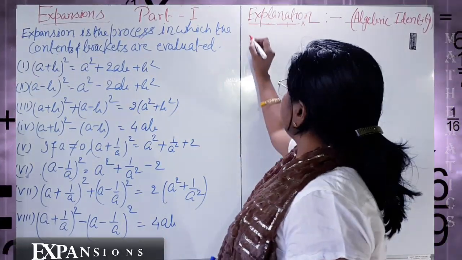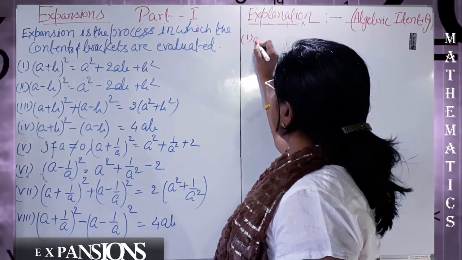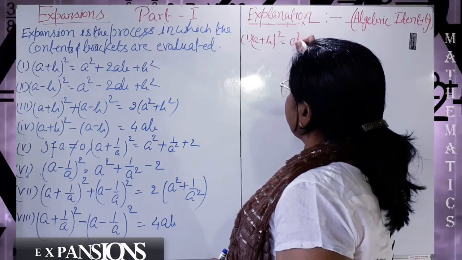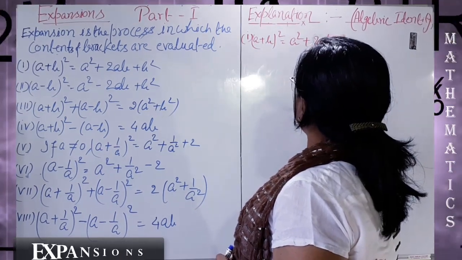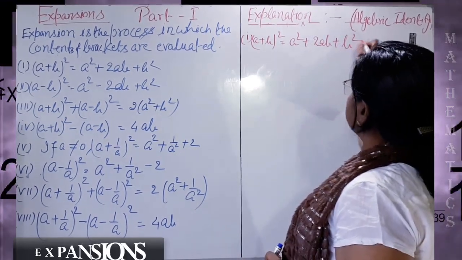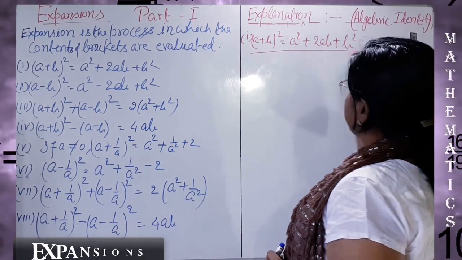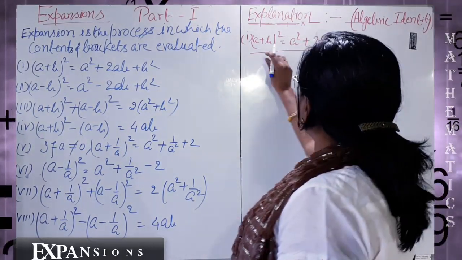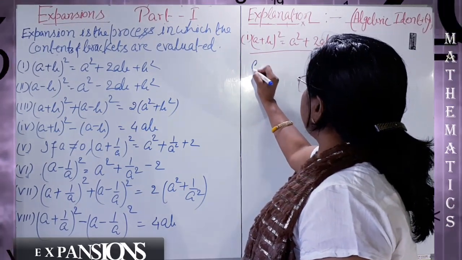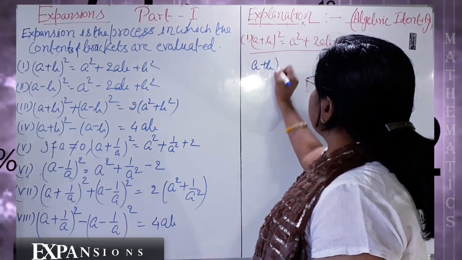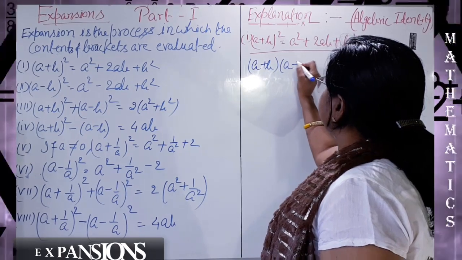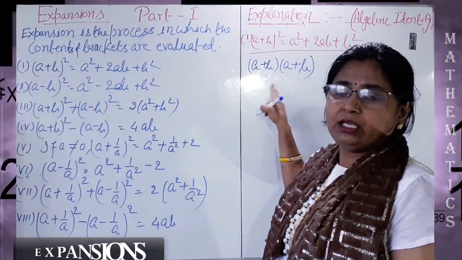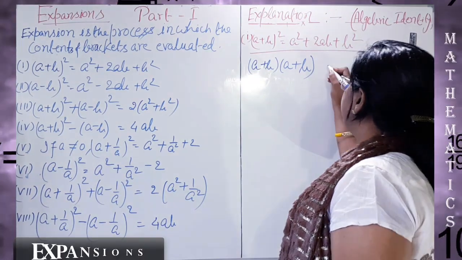First number is (a plus b) whole square is equal to a square plus 2ab plus b square. Then how to get it? It is (a plus b) into (a plus b). A square means 2 times multiplication, (a plus b) into (a plus b).